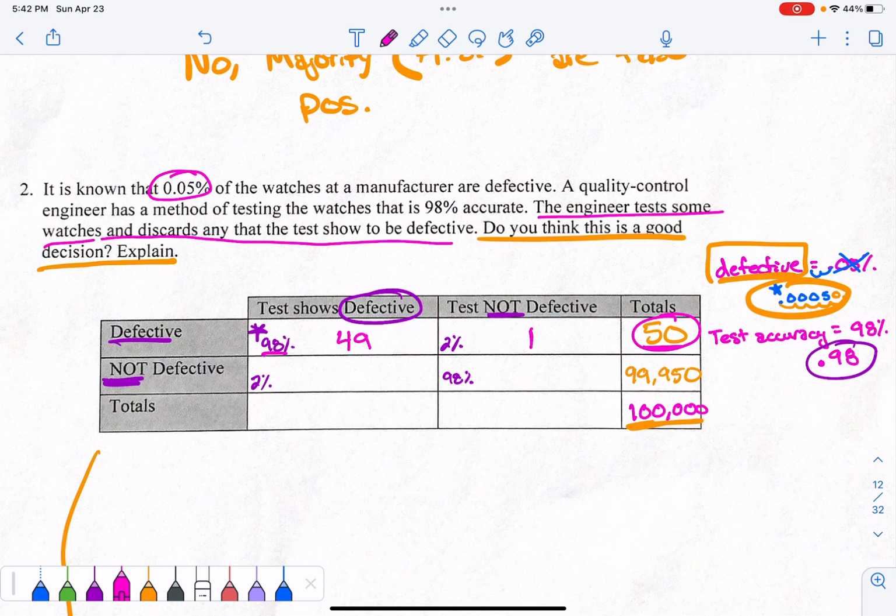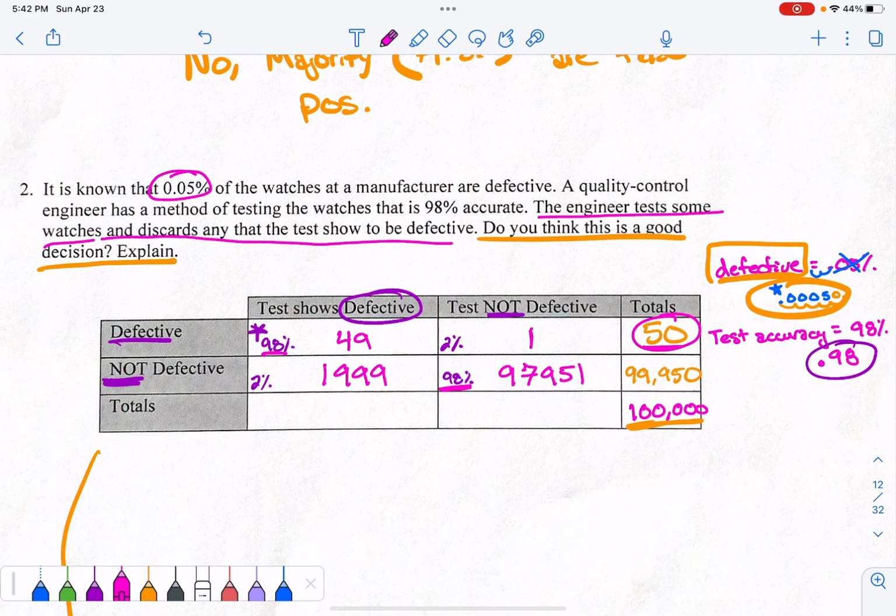Now I've got to get my calculator out. Let's do 98%. I'm going to do this one next. 0.98 times 99,950, and that is 97,951, and this one is 1,999.